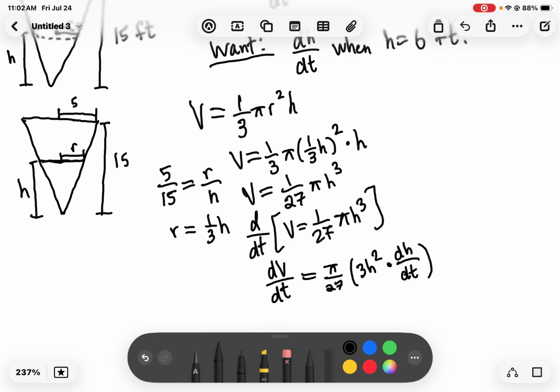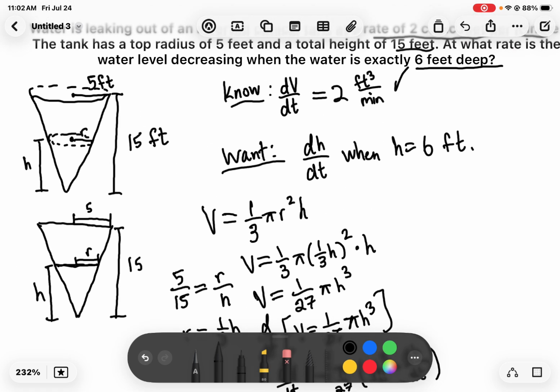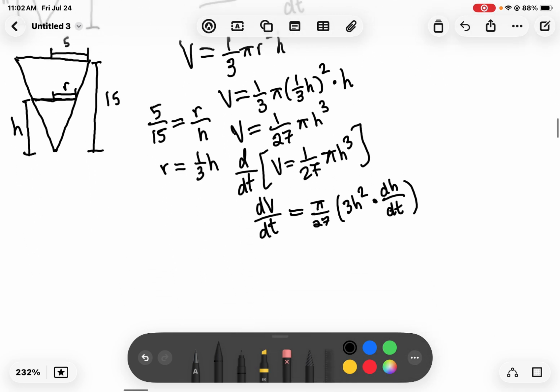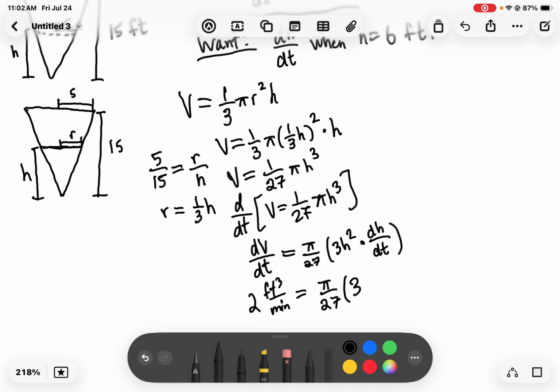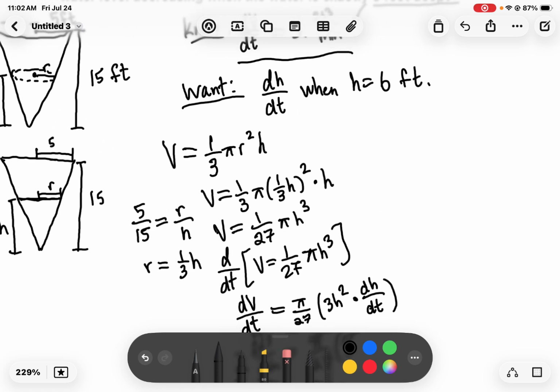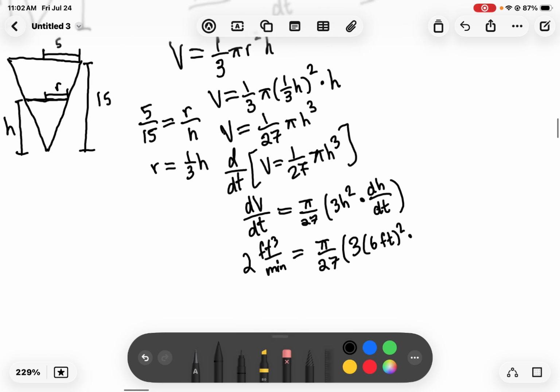All right, good. Now let's plug in everything that we know. Do we know dV/dt? Yes, we do. Up here it says that dV/dt is 2 feet cubed per minute. So we can plug that in. That's equal to pi over 27 times 3h squared. Do we know what h is? Yes, we want dh/dt when h is equal to 6 feet. So we plug in 6 for h: 3 times 6 feet squared, and then times dh/dt. That's what we're trying to solve for, so we'll just leave that alone.